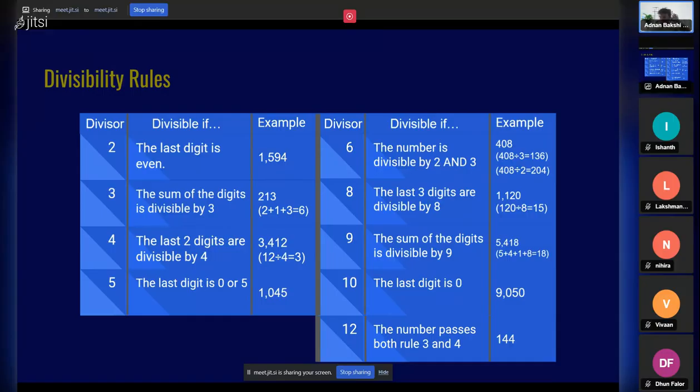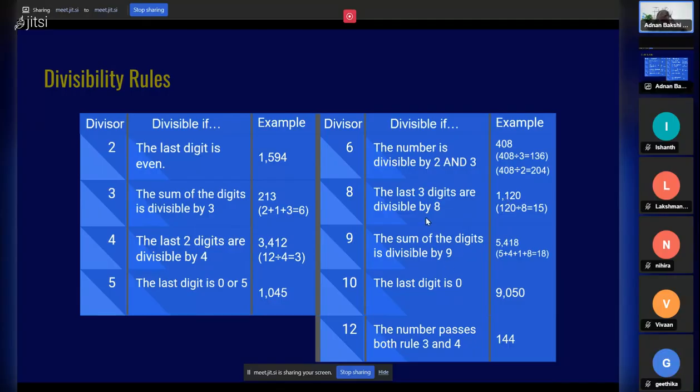So for number 8, a number is divisible by 8 if the last three digits are divisible by 8. So instead of number 4, where you only have to look at the last two, for number 8, you have to look at the last three. So 1120, look at 120. Can you do 120 divided by 8? Yes, that equals 15. So that means it's divisible by 8.